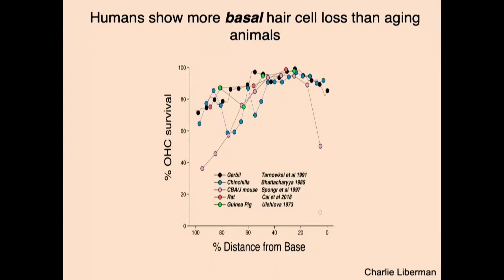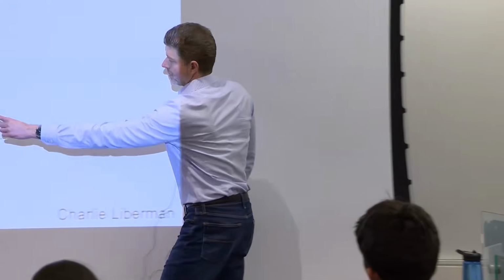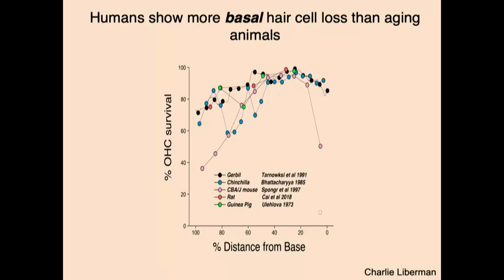So this is a study. You can also look at this in lab animals. These are graphs that plot 5 different species of lab animal: gerbils, chinchillas, mice, rats, and guinea pigs. And this is their outer hair cell survival as a function of position along the cochlea.